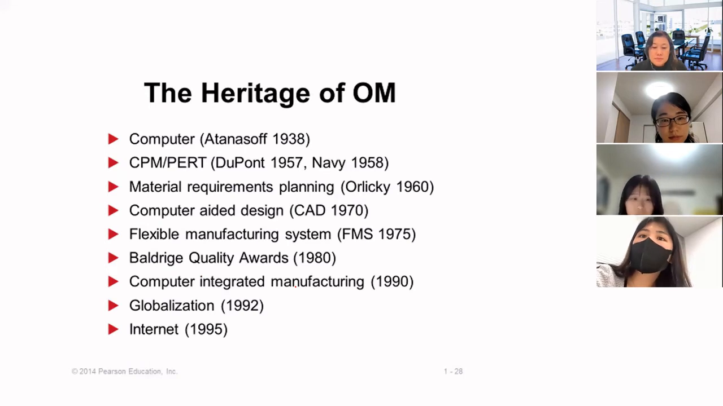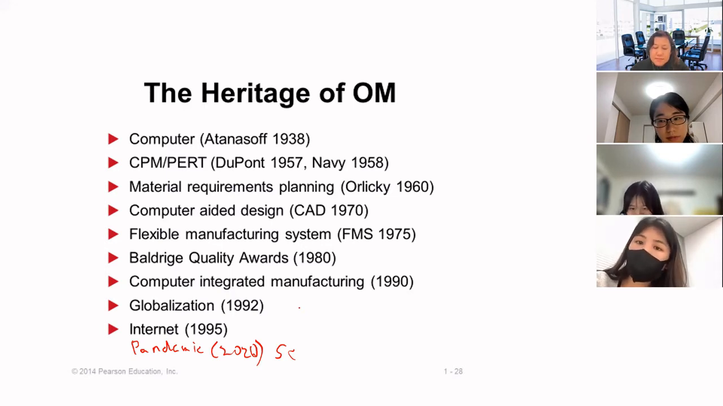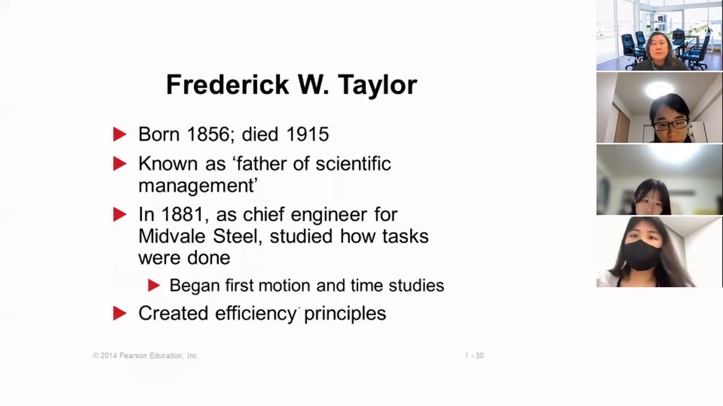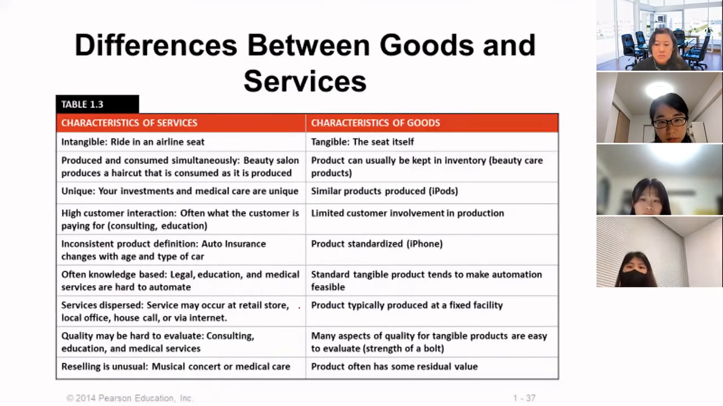We can put here the pandemic, 2020. What happened? Supply chain became very disrupted. How to improve disruption in supply chain? That's a good research topic. And quality awards and so on. I'm not going to go through it, you can read the book, and some of these are actually given in the book.